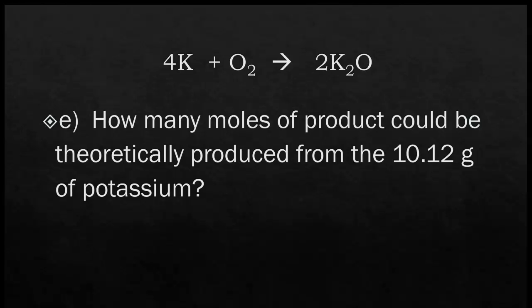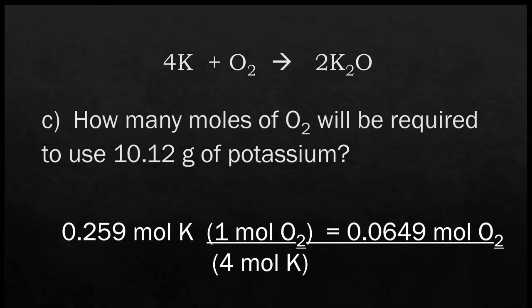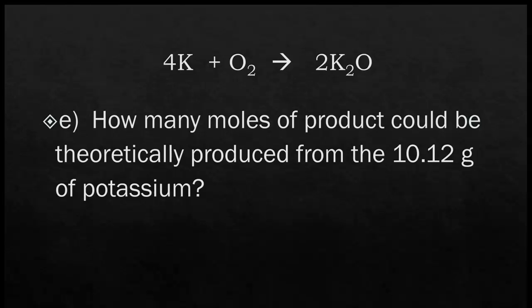All right, now moving right over to the back, E says how many moles of product could be theoretically produced from those 10.12 grams of potassium. And so now I'm going to be looking, if I used that 10.12 grams of potassium and I used 0.0649 moles of oxygen, how much K2O would I make? Of course, I'd probably want to convert those moles of oxygen to grams of oxygen so that I could get the correct amount.